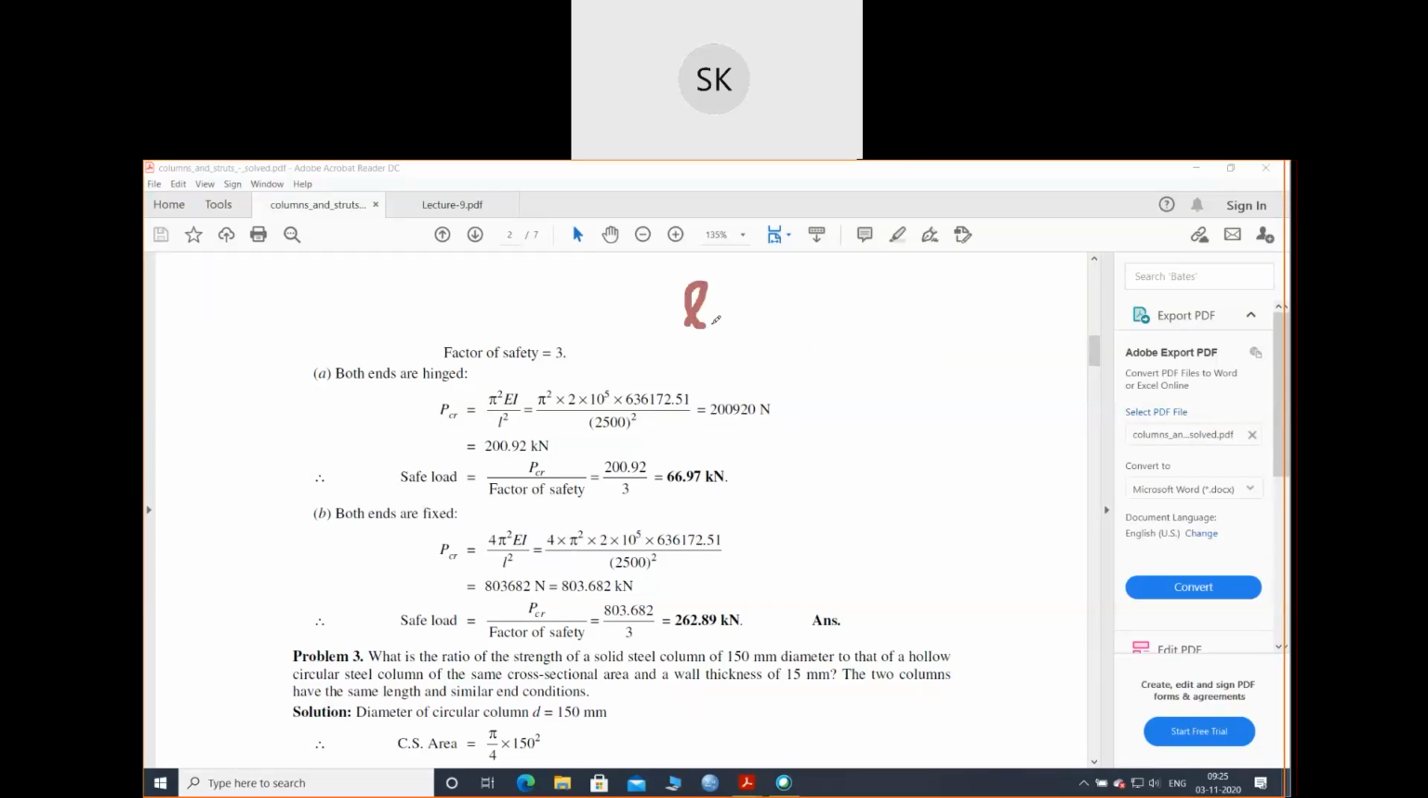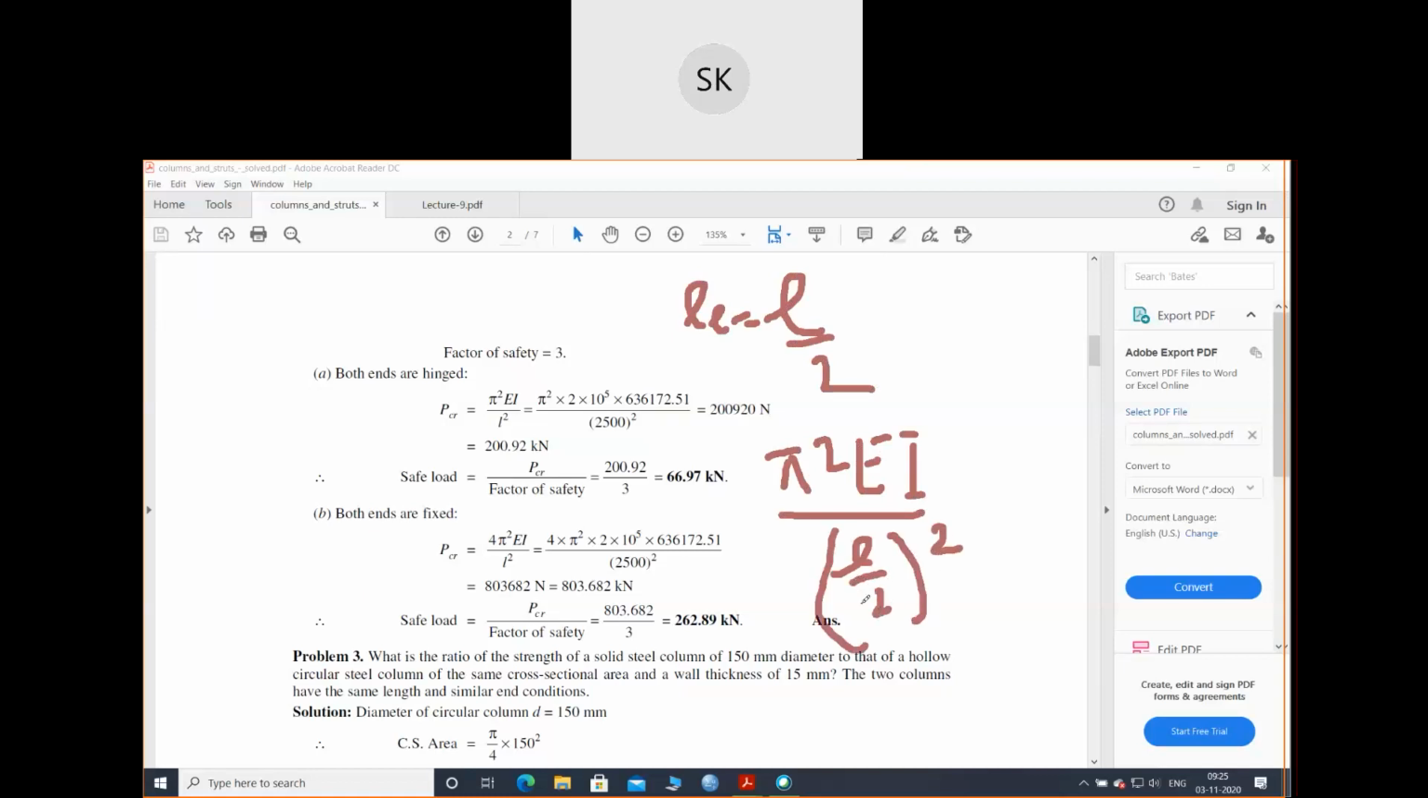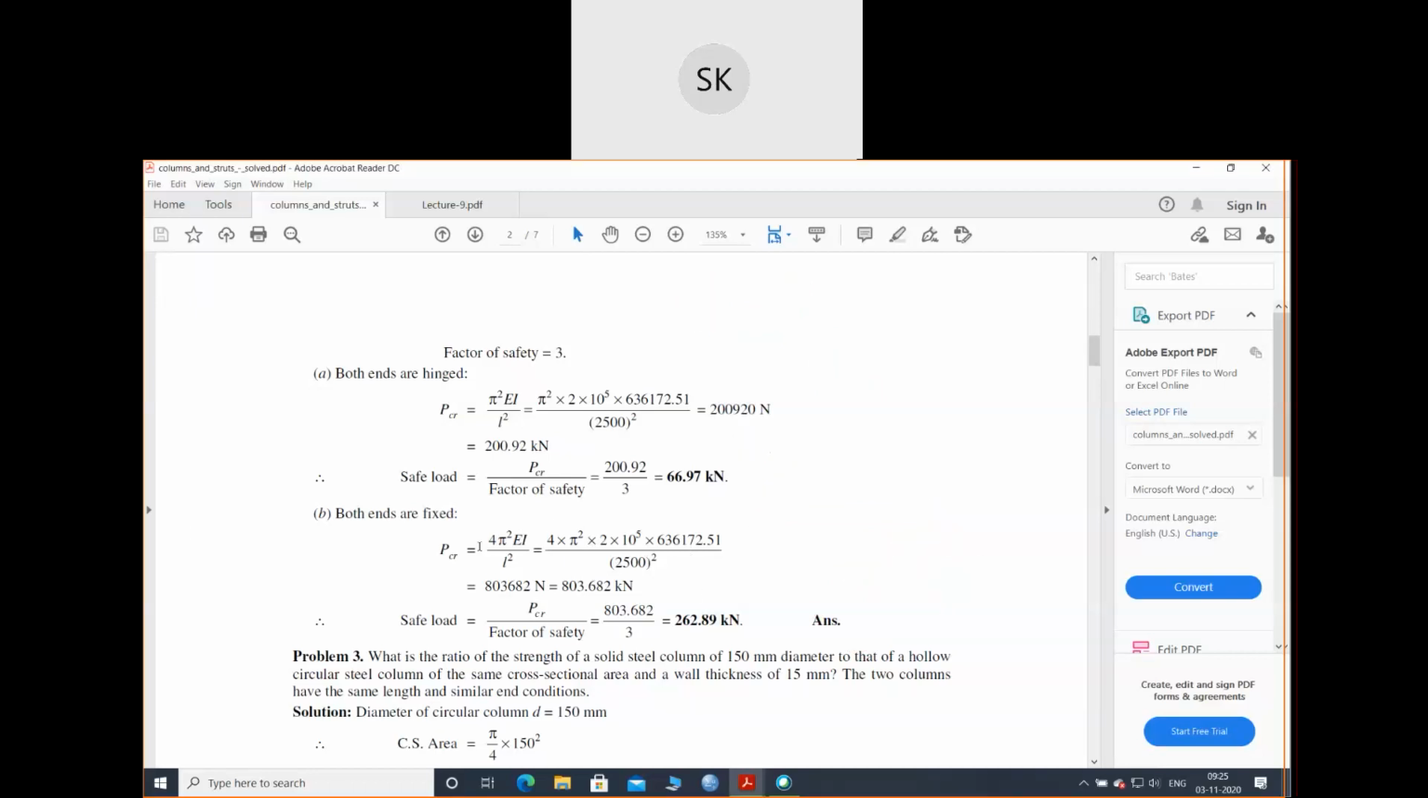So for both ends fixed, your effective length is L by 2. If you place pi square EI by L by 2 whole square, so 2 squared is 4. This 4 will come up and our formula will become 4 pi square EI by L square. Place the values in the equation and you'll get the answer. Again, to find the safe load, PCR by factor of safety.